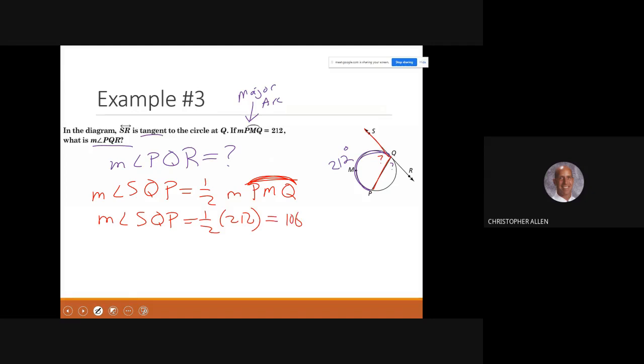Oops, I almost wrote 160. 106. Agreed? Have I found the measure of angle PQR yet, though? Very important question. What is the relationship between this angle and this angle?